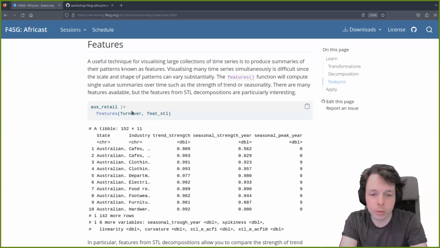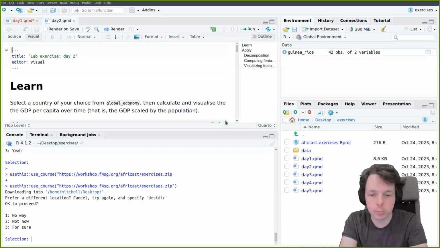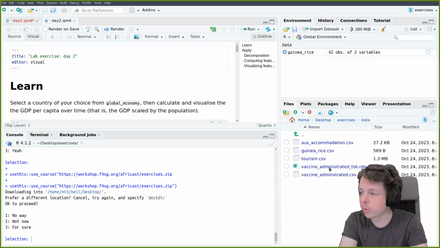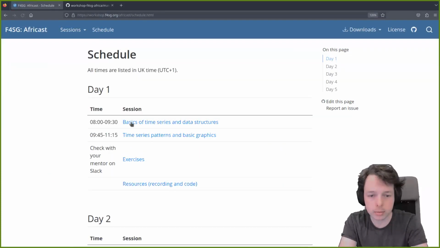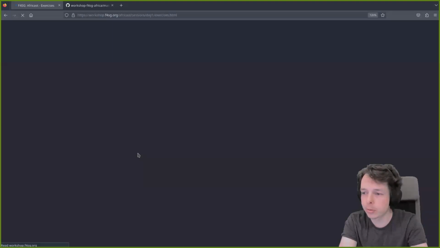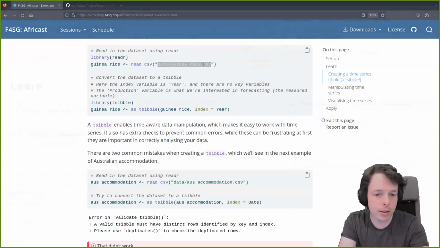So whenever we use a data set here, you can access the data set from this project as well. The data is contained in this folder. That will make sure that all of the code from the website should work on your computer. So for instance, in the first set of exercises from day 1, you can see we load in the Guinea rice dataset from the data folder. You need to be in this project in order to access that dataset.